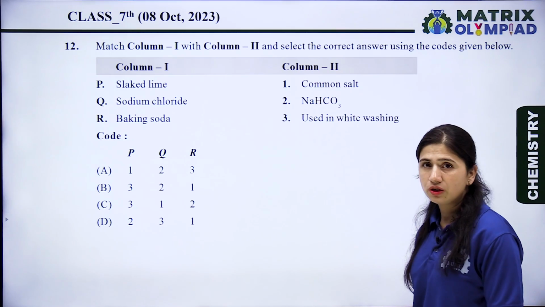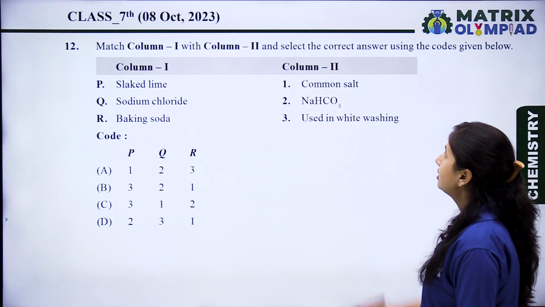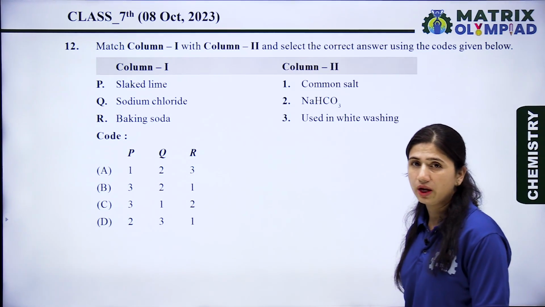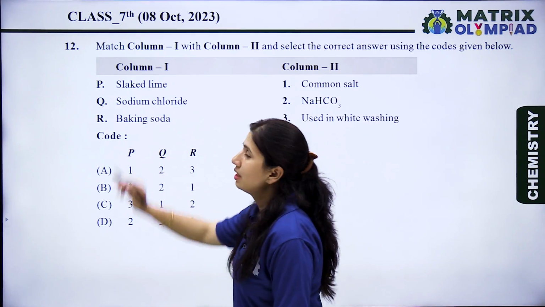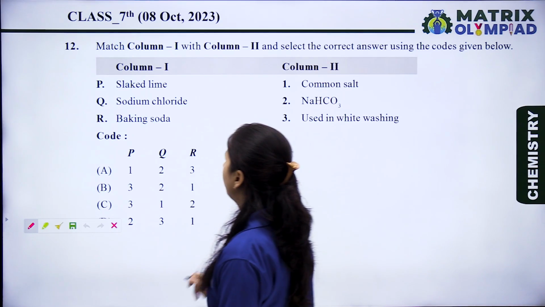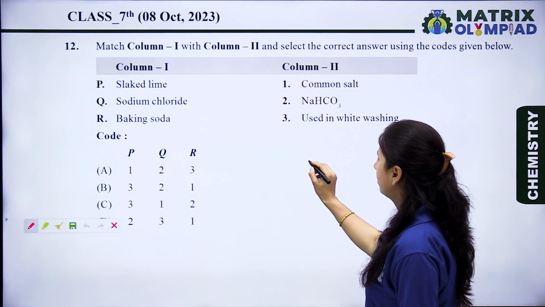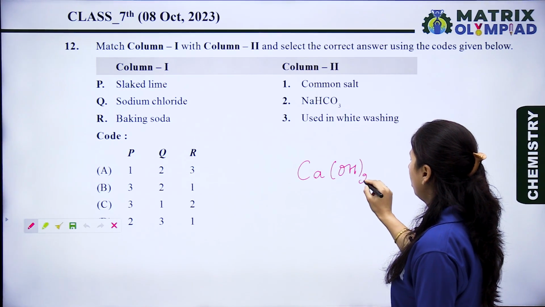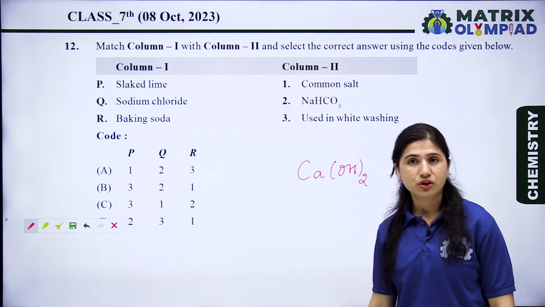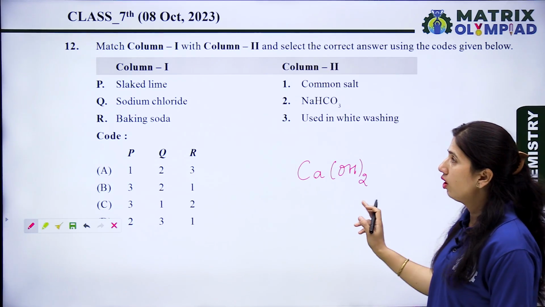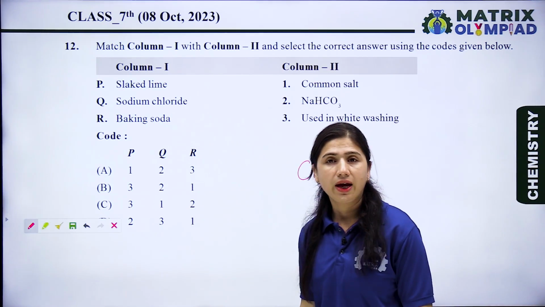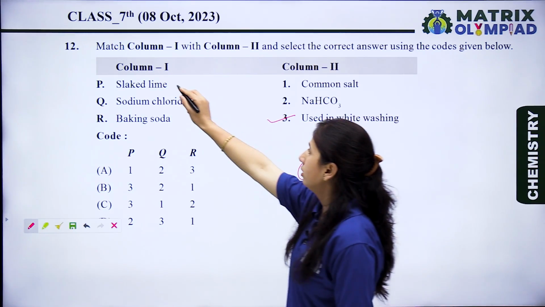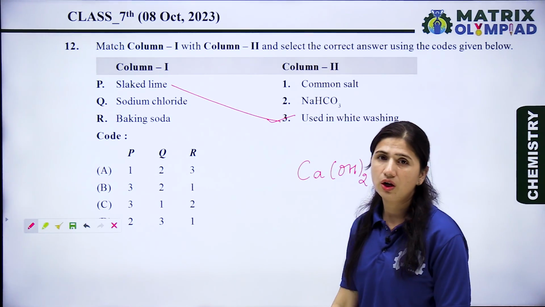Match column first with column second and select the correct answer using the codes given below. Okay. The P is slag lime. The formula of the slag lime is Ca(OH)2. Means the calcium hydroxide is known as the slag lime, and this is used in the whitewashing. So the P is matched with the third option.